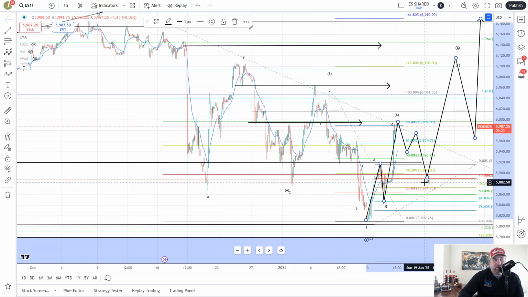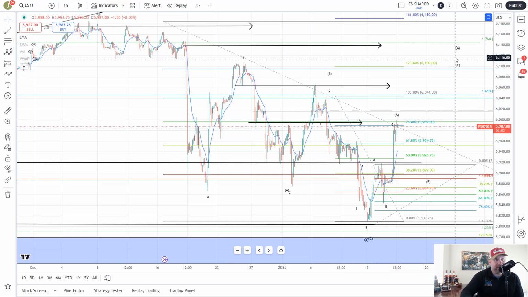And for that to hold, they really want to hold this 5,880 area. Below that, it starts to get a little bit dicey. They can come down and hold this low here at 5,850, but I'd really prefer they hold the very strong support here at 5,880. Assuming they hold that, we would be in a corrective pattern. We would be looking higher for this circle A and then B and C up.